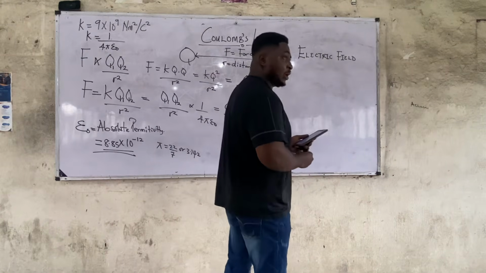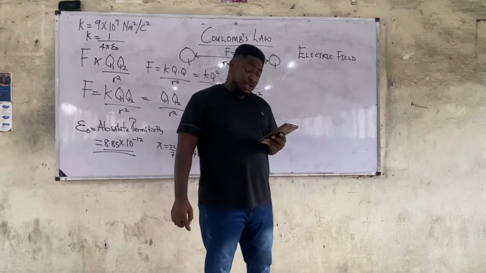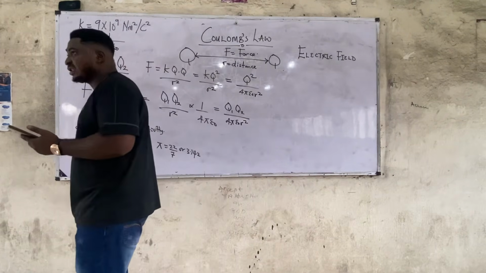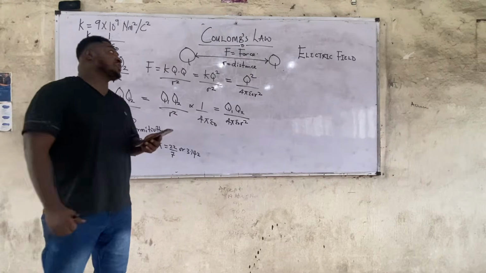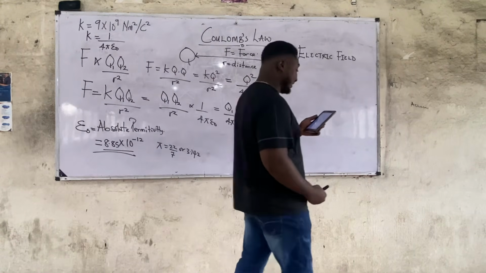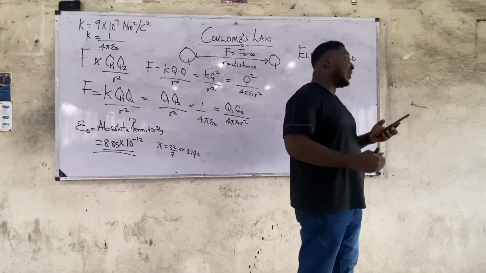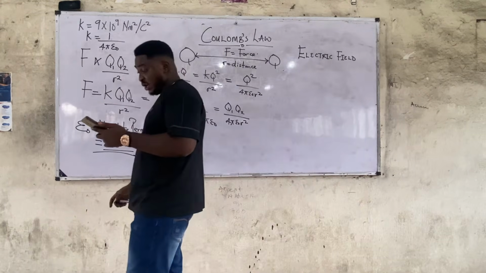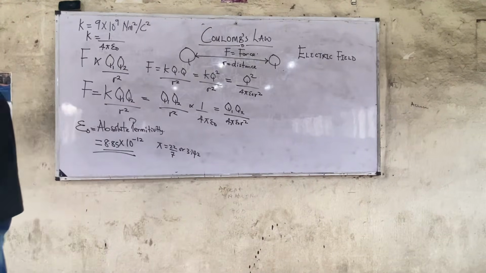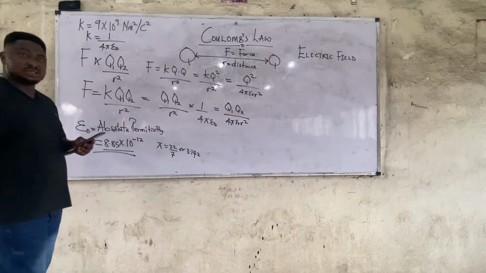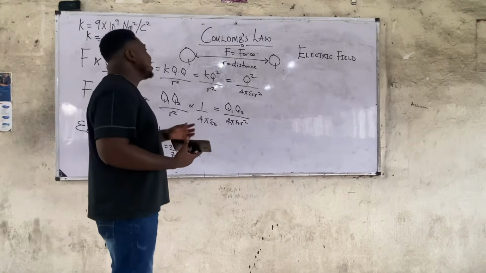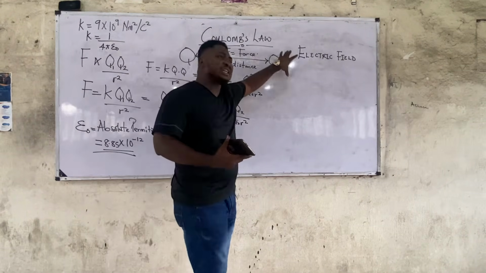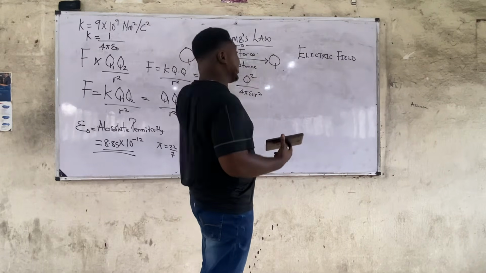Electric field is a region of space set up by a charge in which it exerts an electrical force on any other charge. Class, once there is a particular charge, and this charge exerts electrical force on any other charge, that region of space is already known as an electric field.